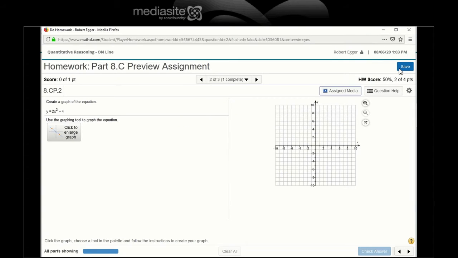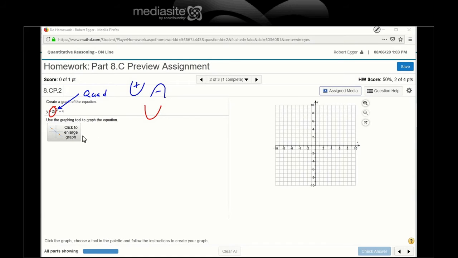All right. Create a graph of the equation y equals 2x squared minus 4. Now, being an x squared, right away it tells me it's quadratic. So it's going to do something like that or that. And whether it goes up or down is determined by whether there's a plus or a negative in front of the x squared. So it's a plus 2, which means it's positive. I know it's going to look something like that.